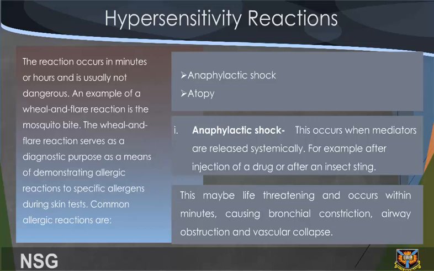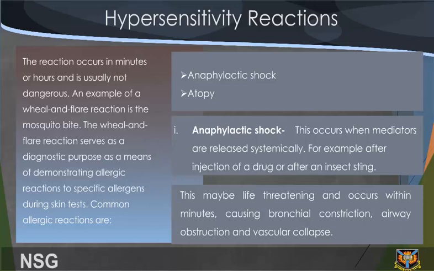The reaction occurs in minutes or hours and is usually not dangerous. An example of a wheal and flare reaction is the mosquito bite. The wheal and flare reaction serves a diagnostic purpose, as a means of demonstrating allergic reactions to specific allergens during skin tests. Common allergic reactions are anaphylactic shock and atopy. 1. Anaphylactic shock.